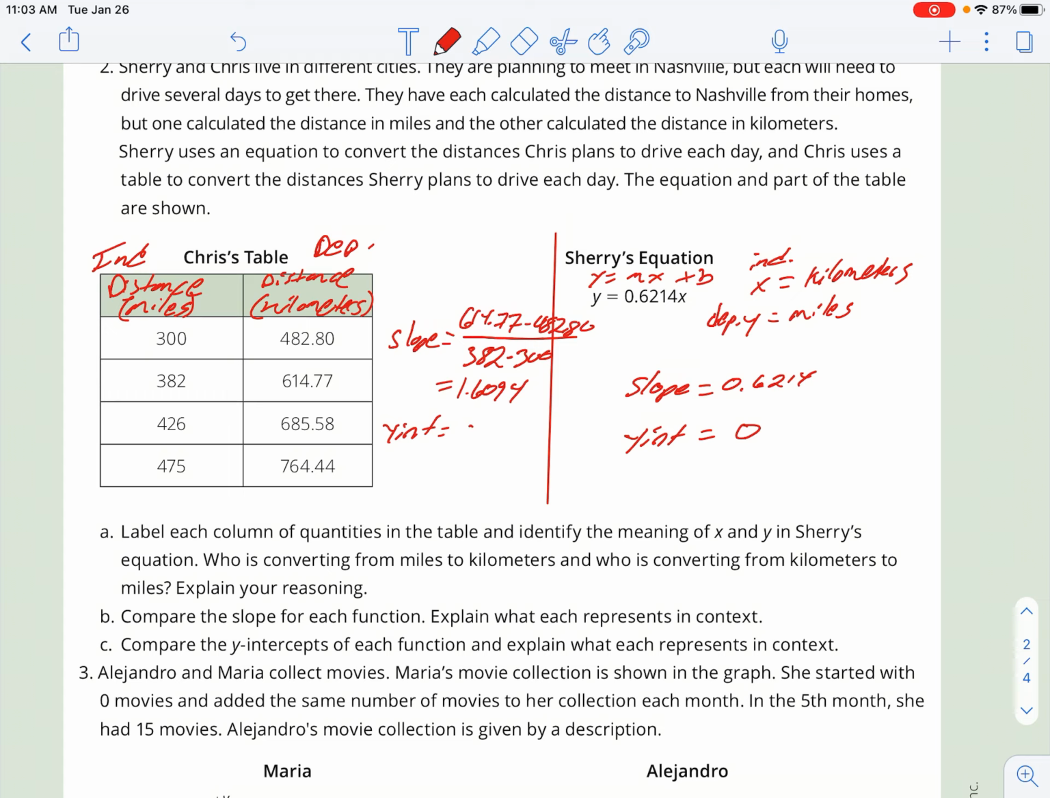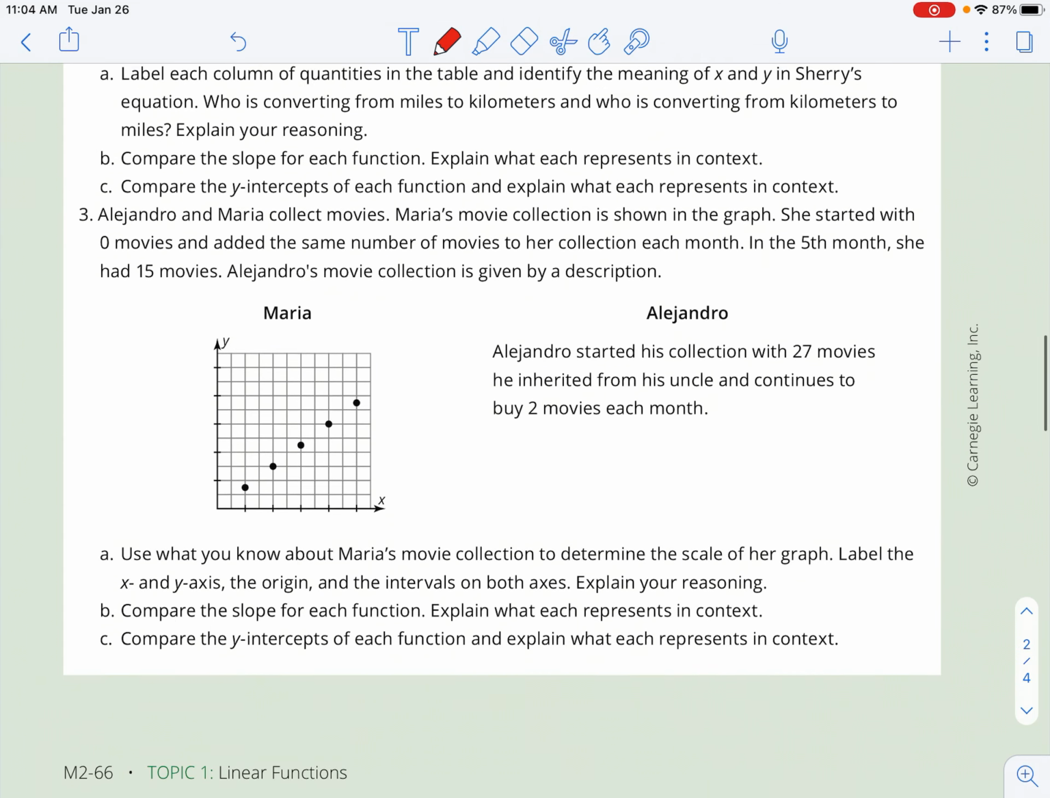For Chris's table, the y-intercept is also going to be at 0, because you're talking about traveling here, and if you traveled 0 miles, therefore you've traveled also 0 kilometers. So here, they're both going to be at 0, because again, we've traveled 0 miles, 0 kilometers. We haven't traveled anything else in the other units, all right?